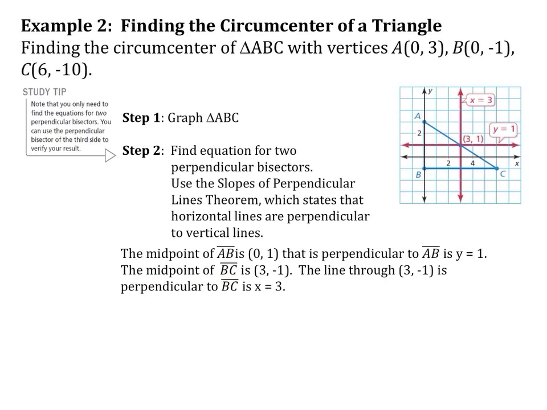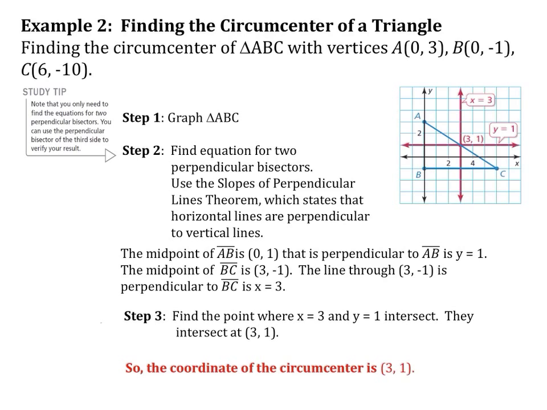And then the midpoint of segment BC is at (3, -1). And the line through (3, -1) that is perpendicular to segment BC is x equals 3. Third step, find the point where x equals 3 and the line y equals 1 intersect, and they intersect at (3, 1). So, in conclusion, the coordinate of the circumcenter is (3, 1), because that is where the perpendicular bisectors intersect.